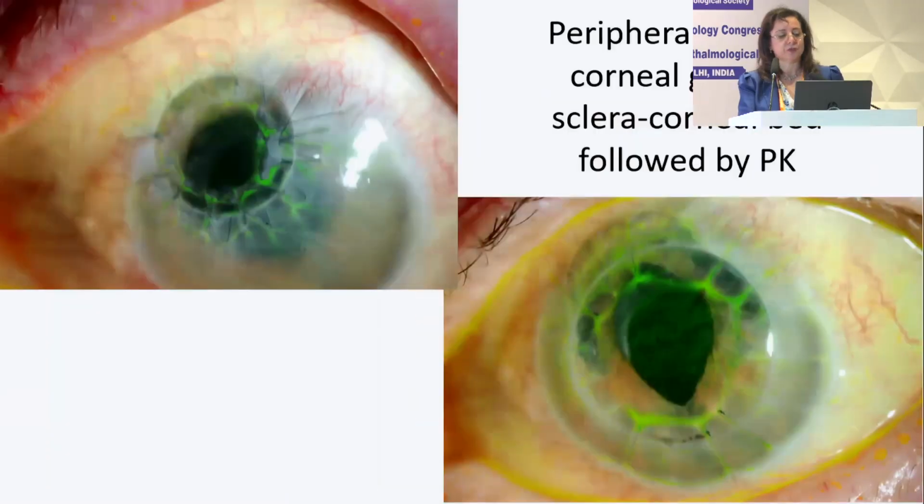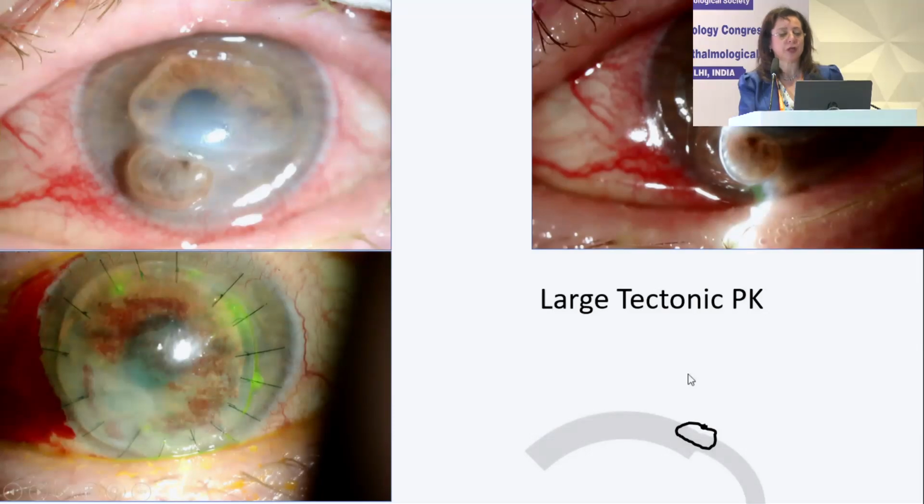And this is the patient's post-op. And then you can make a central graft later on for visual rehabilitation. If you have a large central perforation like this, you can have a large defect. Make sure that when you're suturing, the surface coapts. It doesn't matter if the inside coapts.